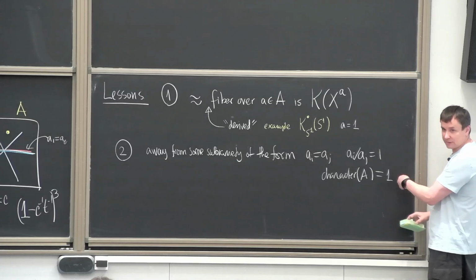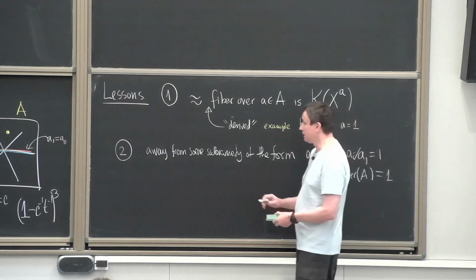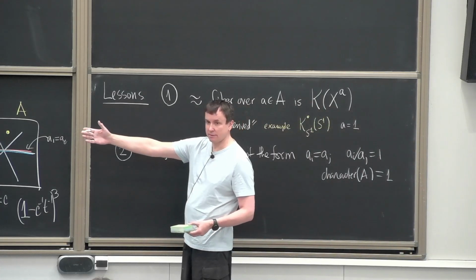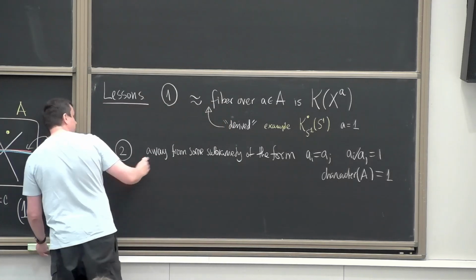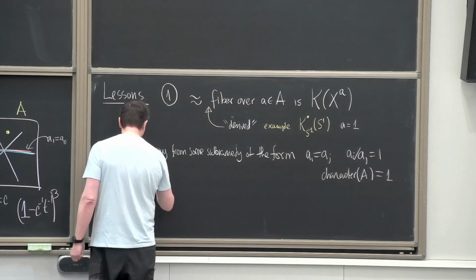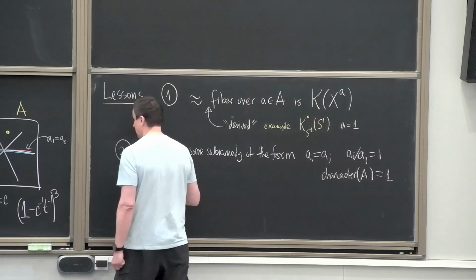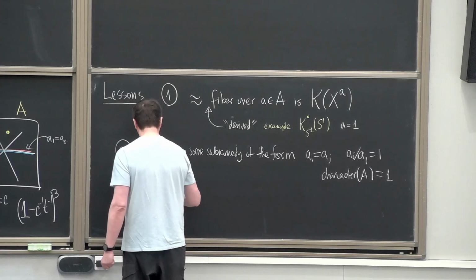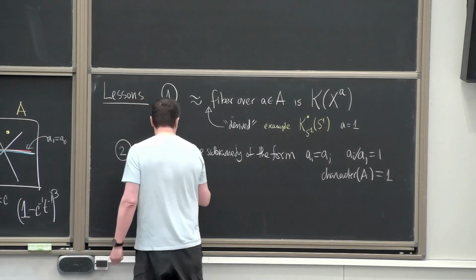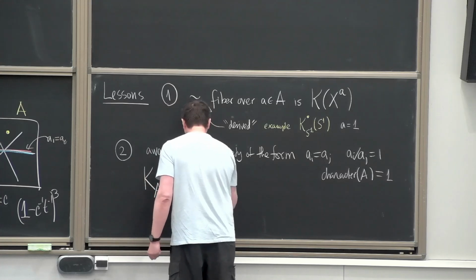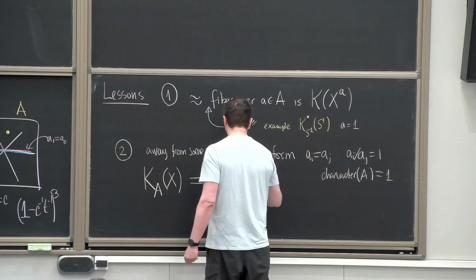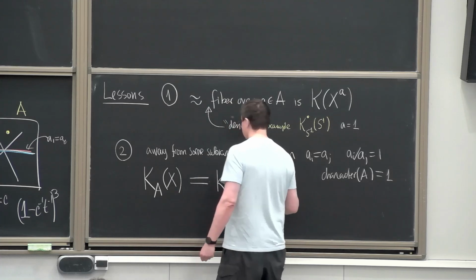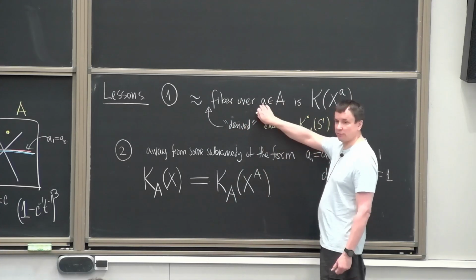Away from some such subvarieties. This is just the union of planes. So away from some such variety, the covariant K-theory of space X is in fact really the same as the covariant K-theory of the fixed locus. This kind of follows from first principles, right?